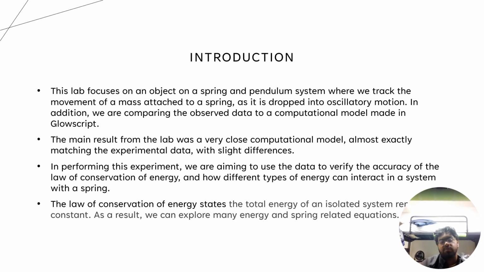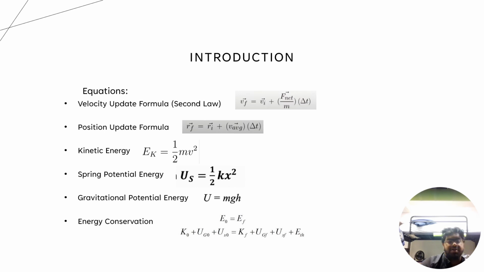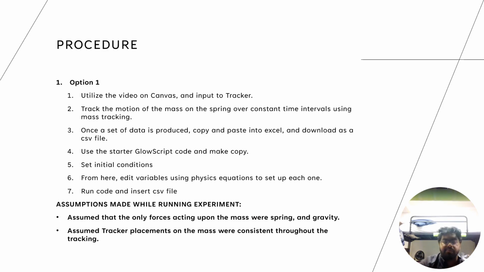In performing this experiment, we're able to use the data to verify the accuracy of the law of conservation of energy and see how different types of energy can interact within a system with the spring and gravity. The law of conservation of energy states that the total energy of an isolated system remains constant. As a result, we're able to see how these different energies interact with each other. Here are some of the equations. We start off with our velocity and position update formulas, which we use every time. Then you have the kinetic, spring potential, and gravitational potential energies, and then the energy conservation formula.